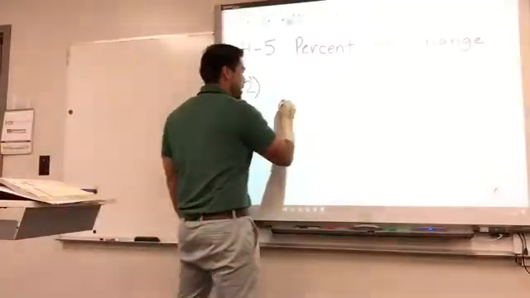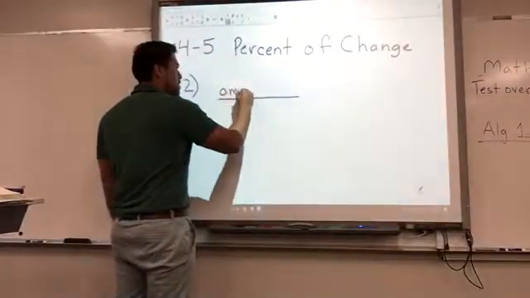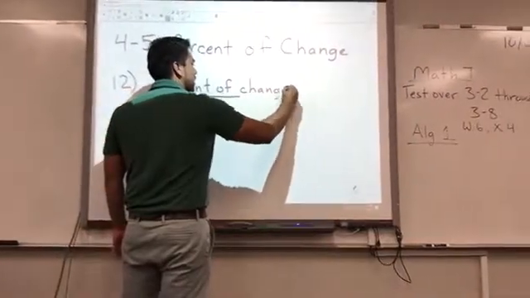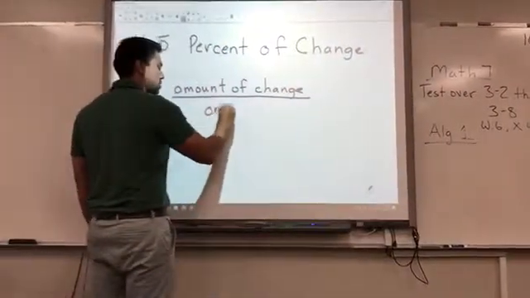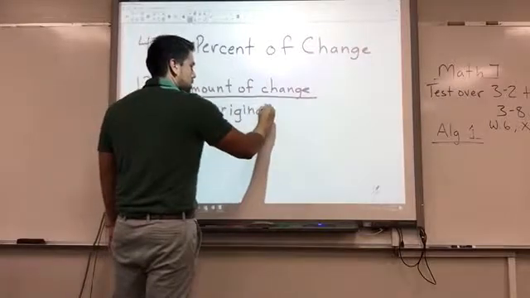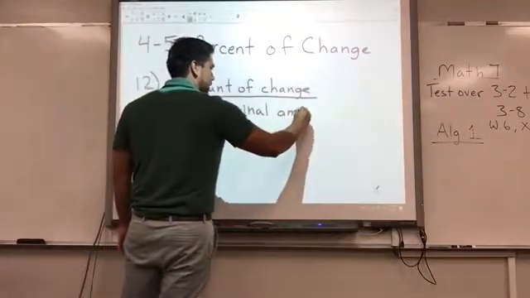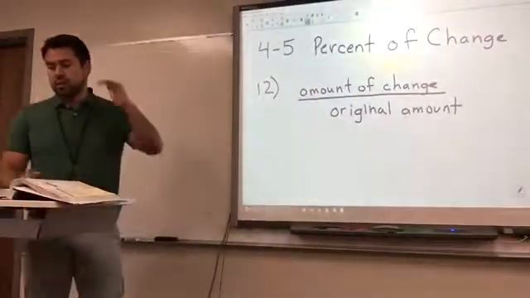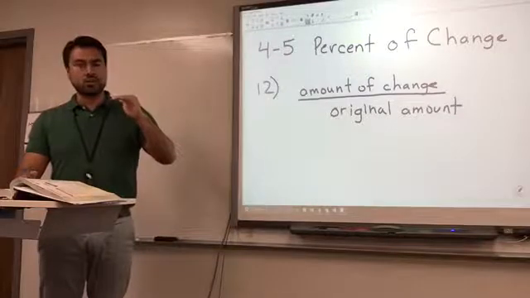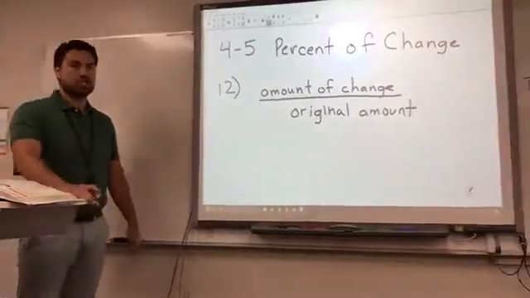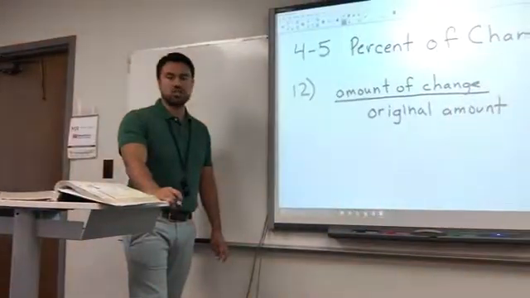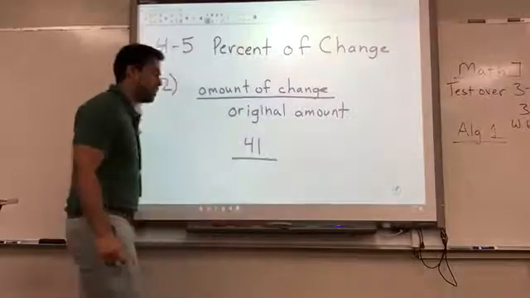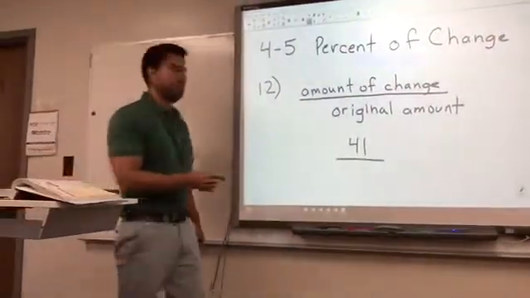All right, so percent of change. You always get the amount of change, and you divide that by the original amount. Again, this should be in your notes. If not, you can write it in to make sure you get it. Here, the original was $100, the new is $59. So how much did that price change? $41. So we'll put 41 as the numerator.